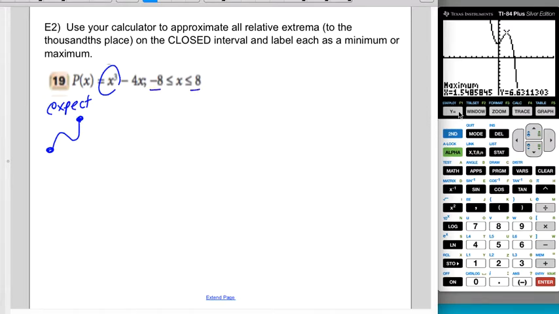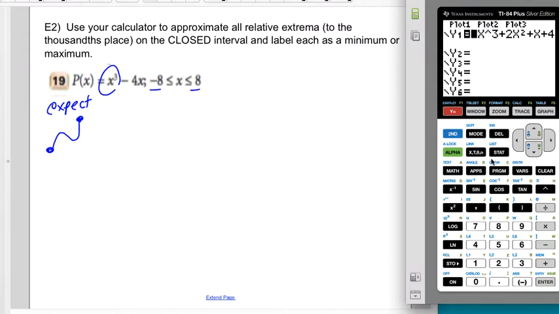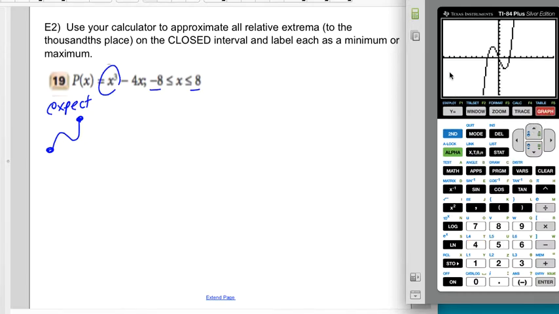So let's go ahead and put our y equals in. So we have this x cubed, and it's minus 4x. Cool. So let's go ahead and graph. All right, so there's my graph. Now what I want to point out is that we actually can't see the value at negative 8 and 8, but we'll deal with that in a sec.